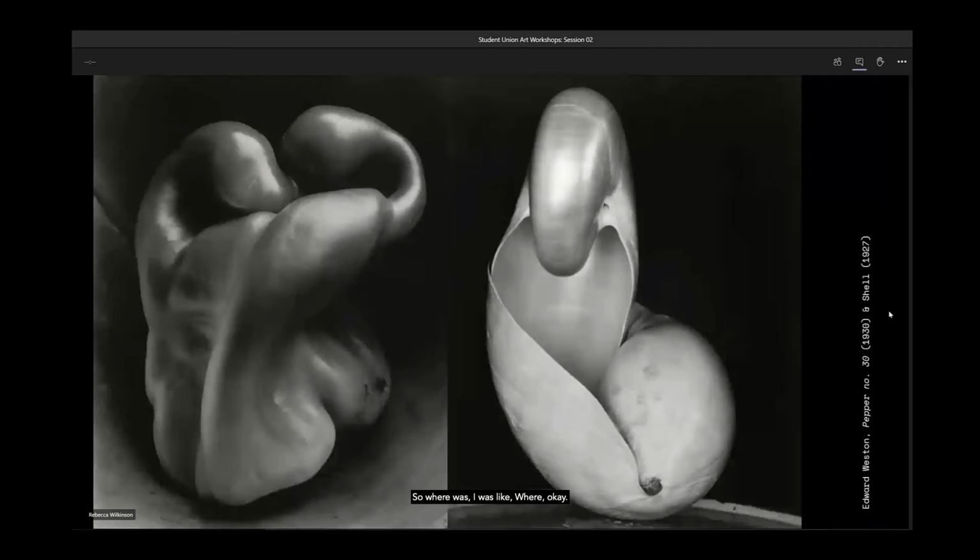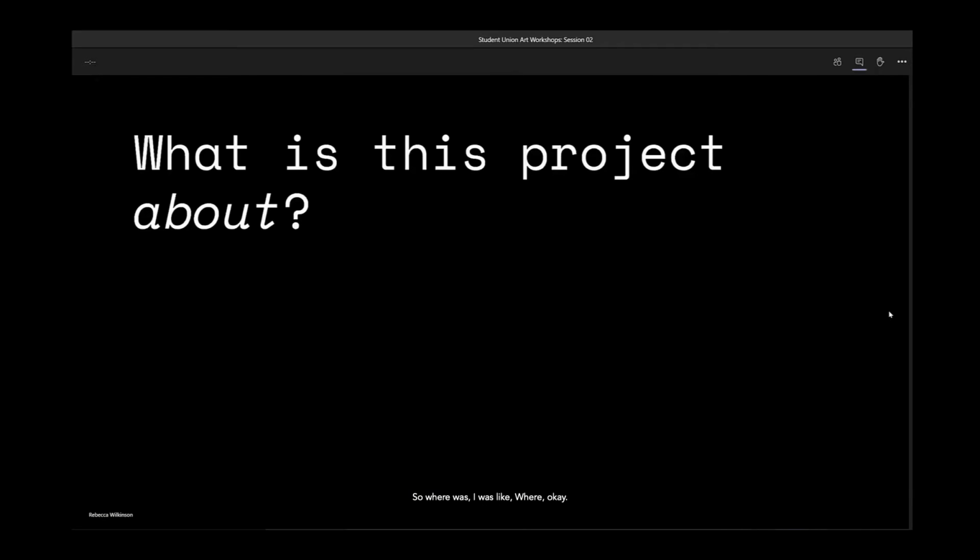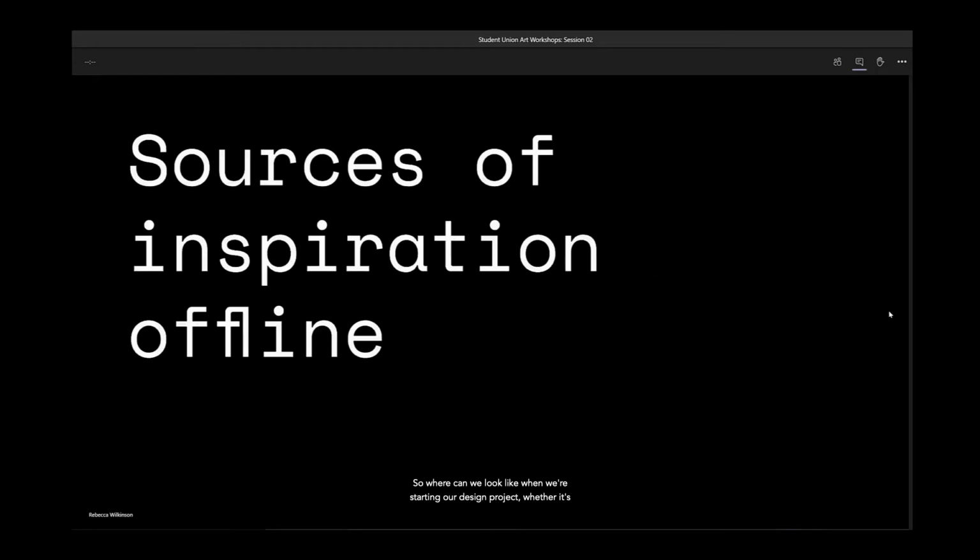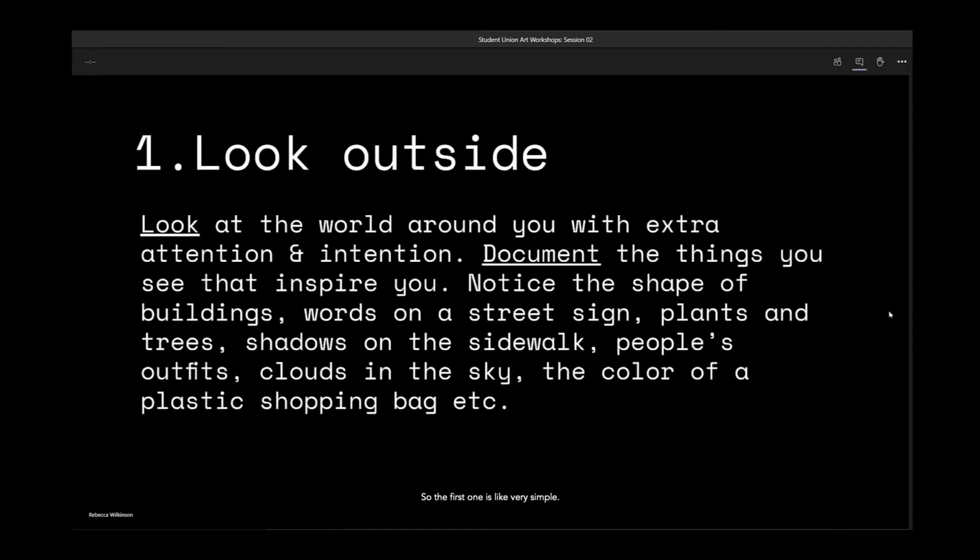Okay, so where was I? I was asking, where can we look when we're starting our design project, whether it's an installation, an exhibit design or a poster or whatever? How can we start? So I'm going to go through a few sources of inspiration that I find are useful to me offline. The first one is very simple.